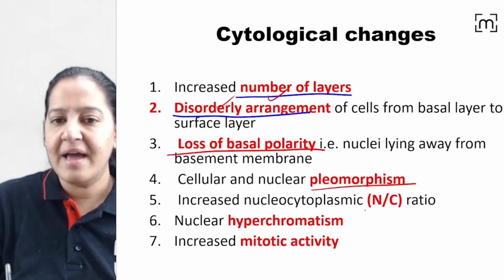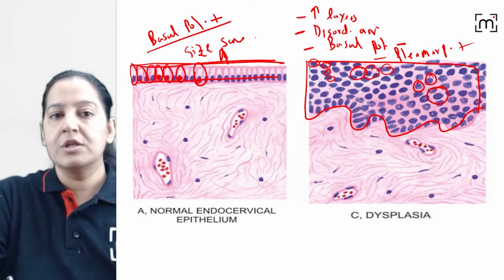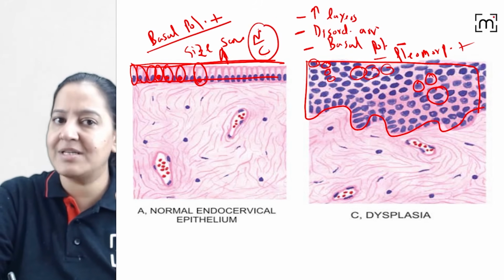The fifth is the NC ratio. See, the nucleus is small here and the cytoplasm is more. So NC, nucleus to cytoplasm ratio: here the nucleus is small, the cytoplasm is more.